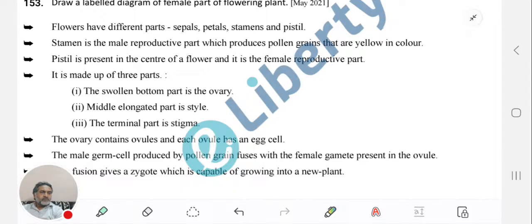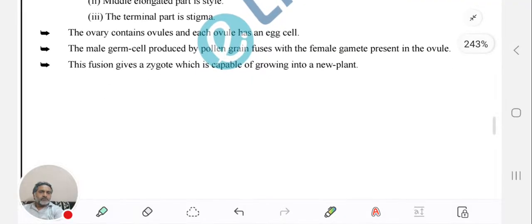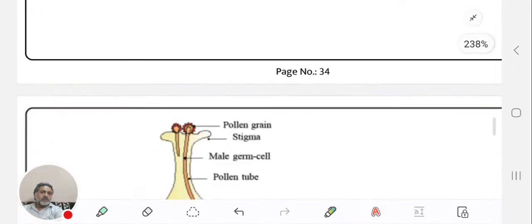The ovary contains ovules, and each ovule has an egg cell. The male germ cell produced by the pollen grain fuses with the female gamete present in the ovule. This fusion gives a zygote, which is capable of growing into a new plant.